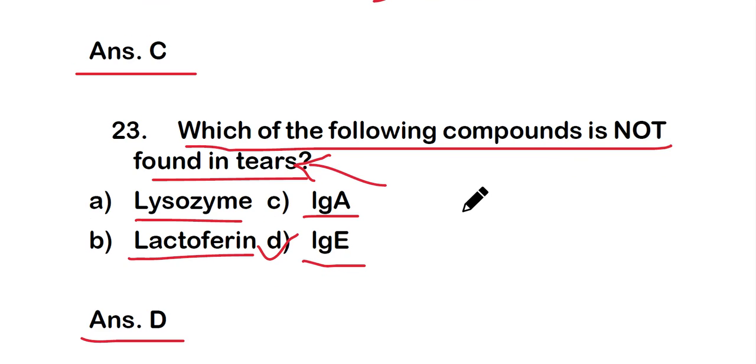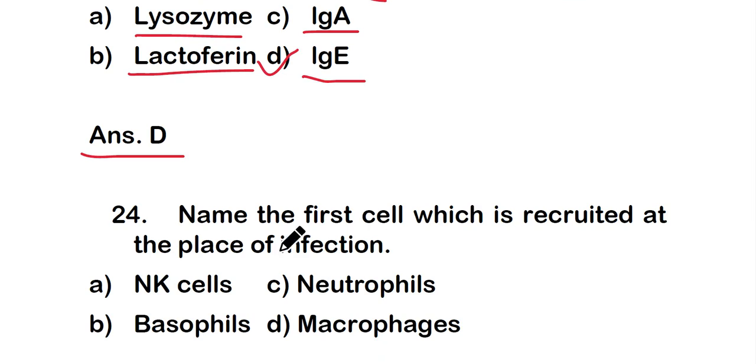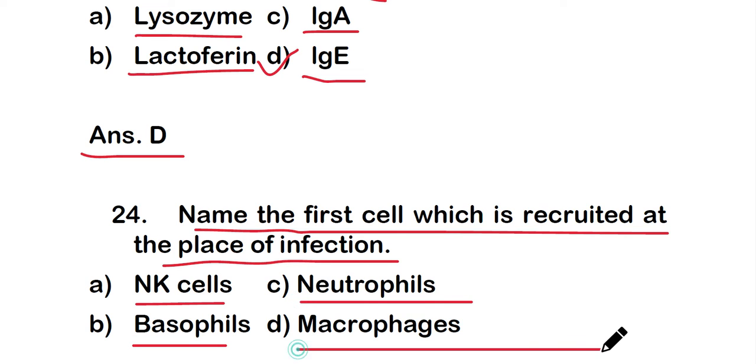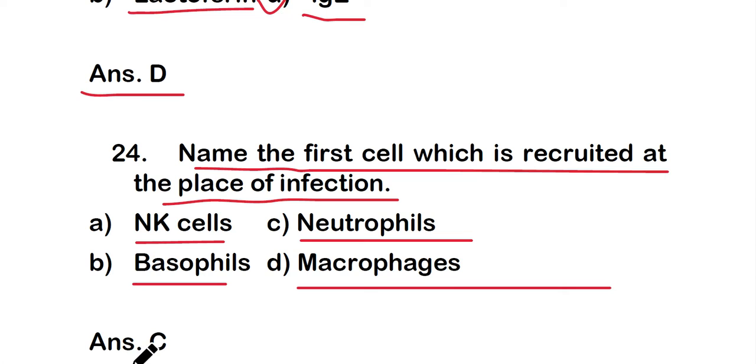Okay, next is question number 24. Name the first cell which is recruited at the place of infection. The options are option A, NK cells; option B, basophils; option C, neutrophils; or option D, macrophages. The right answer is option C, that is neutrophil. So neutrophil is the first cell which is recruited at the place of infection.